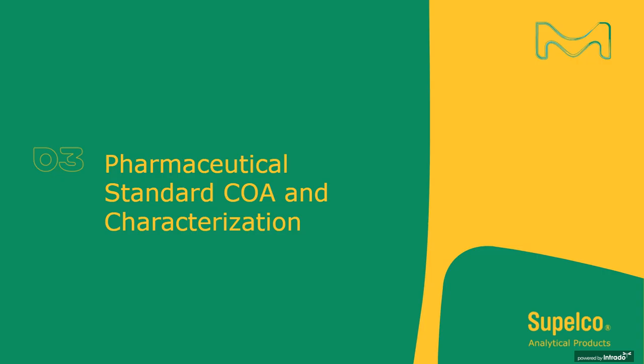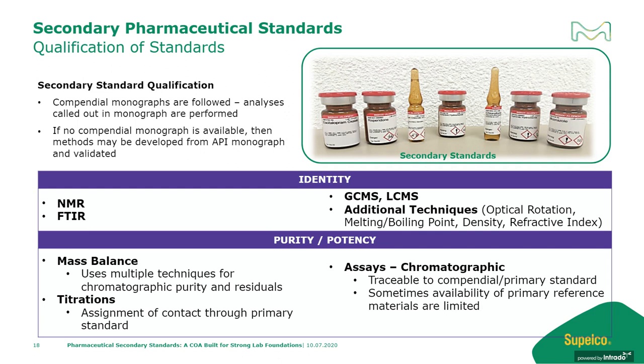Next, I would like to walk through the secondary pharmaceutical standards certificate of analysis and discuss the characterization process in depth. During the certification process, compendial standards are tested against the monograph they are identified with. For example, when a product such as acetaminophen is tested, the procedures in that acetaminophen monograph are followed. If no compendial monograph is available, then methods may be developed from the API monograph and validated. So the procedures typically include identification and purity or potency testing.